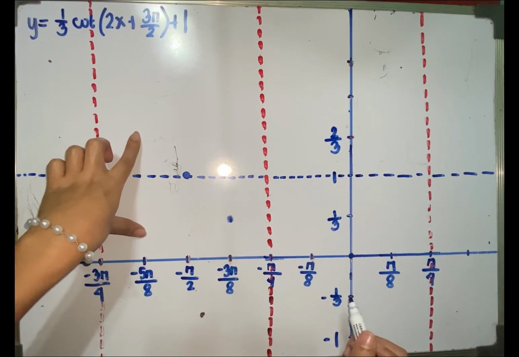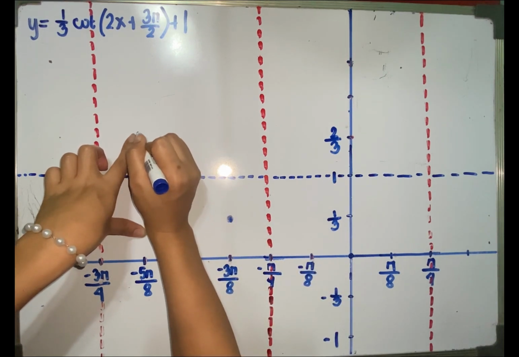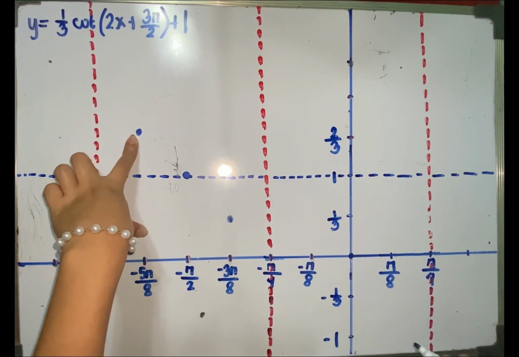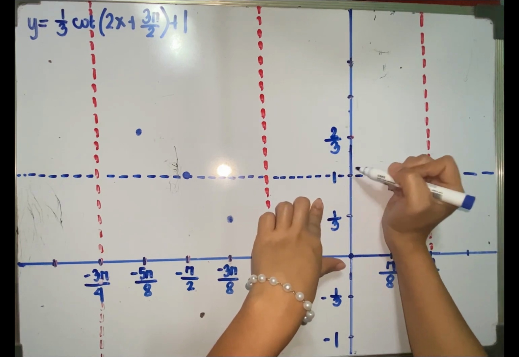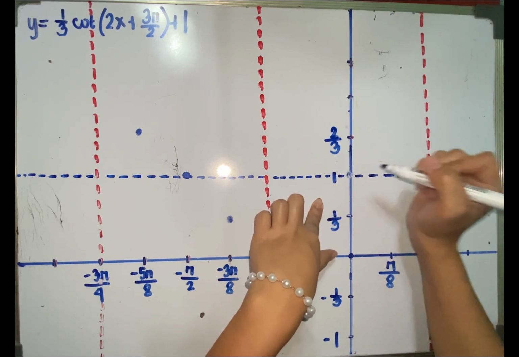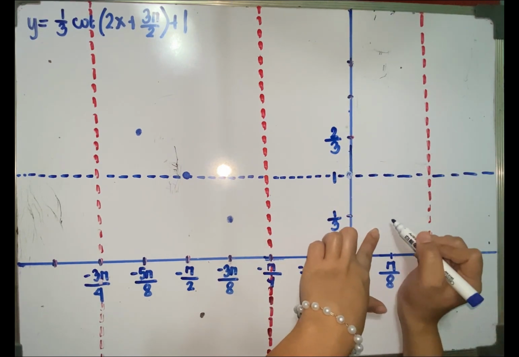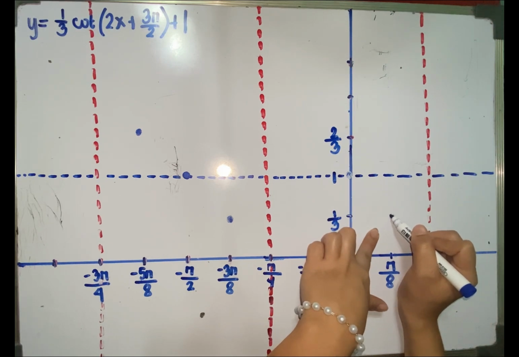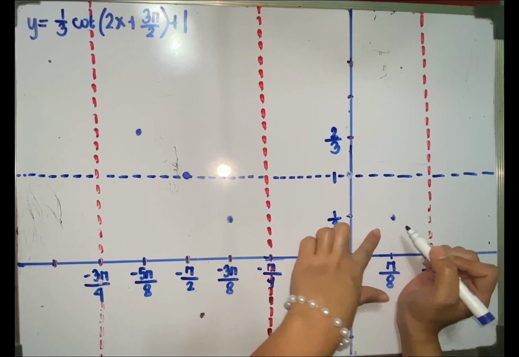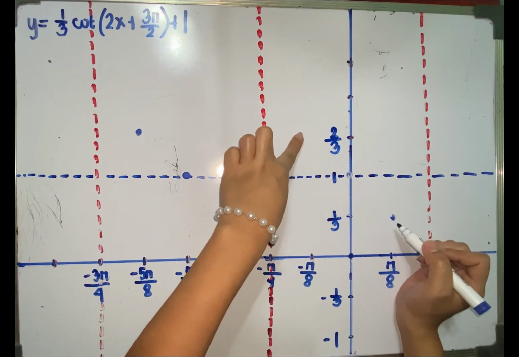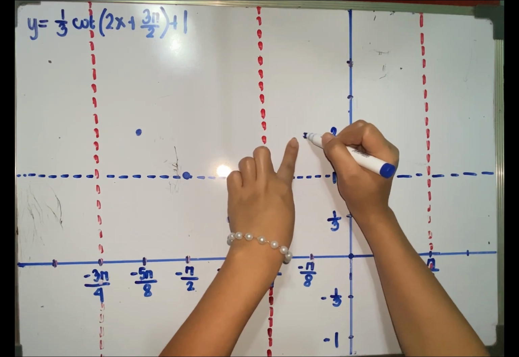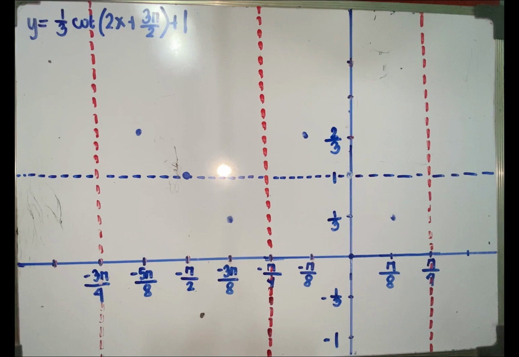Then our negative 5 pi over 8 is in 2/3. First, we have this 0 and 1. We have to plot it as well. And for pi over 8 is in 1/3. And lastly, our negative pi over 8 is in 2/3. So we're already done pointing it out.